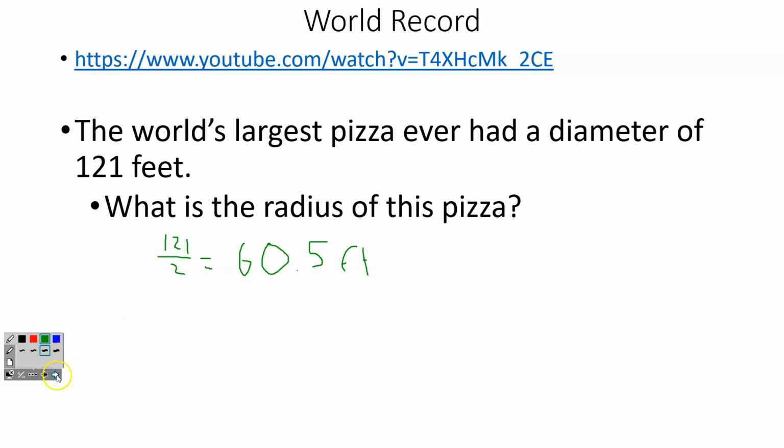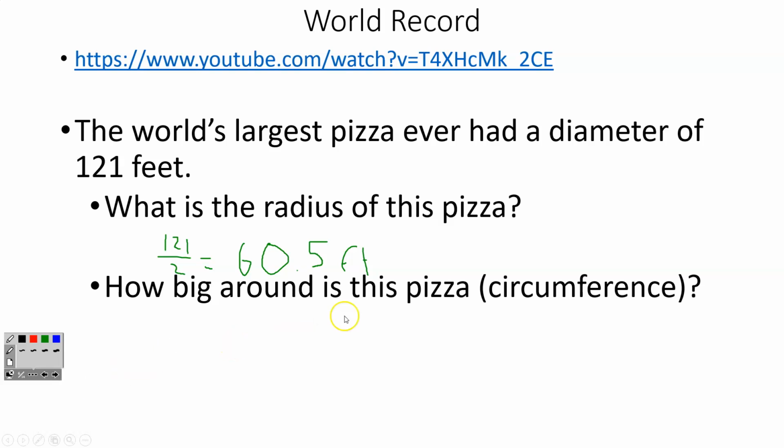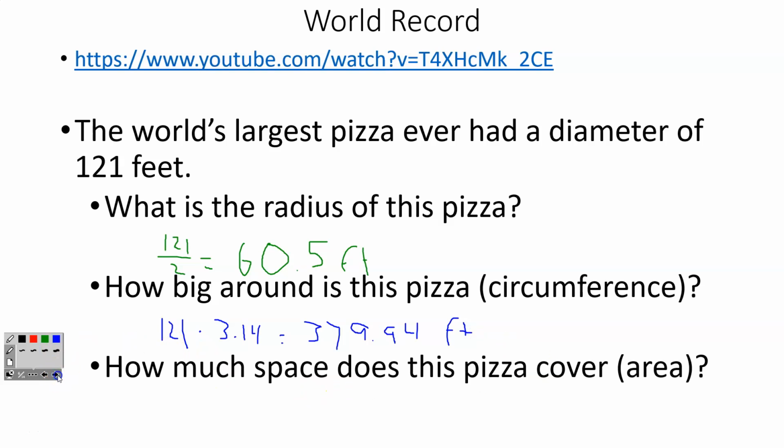That's a big pizza. So how big around is the pizza? So what's the circumference? So the circumference, we can do our diameter, which is 121, and we can times it by 3.14. So I'm going to do 121 times 3.14, and that gives me an answer of 379.94 feet. So this pizza is 379.94 feet around. That's, again, a really big pizza.